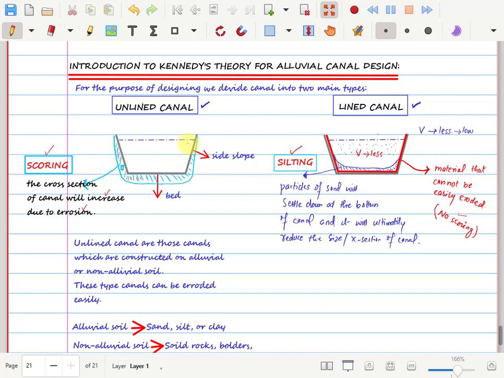So what is going to happen when scoring occurs? When scoring occurs, this level of water will come down, right? Because the size is increased. But in case of silting, the level will go further up. Got it? Because particles have been settled down and it has decreased the cross section of your canal.